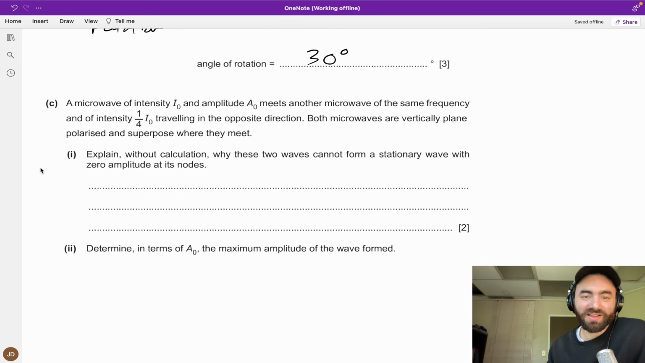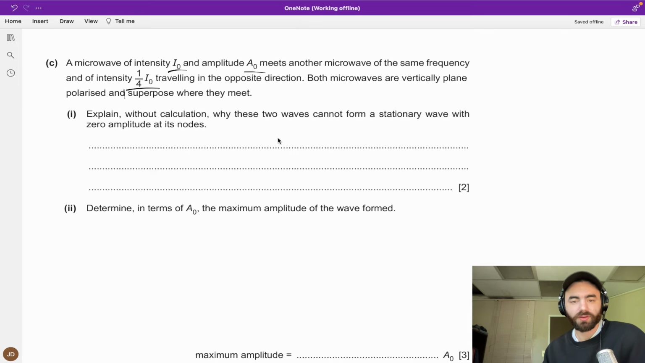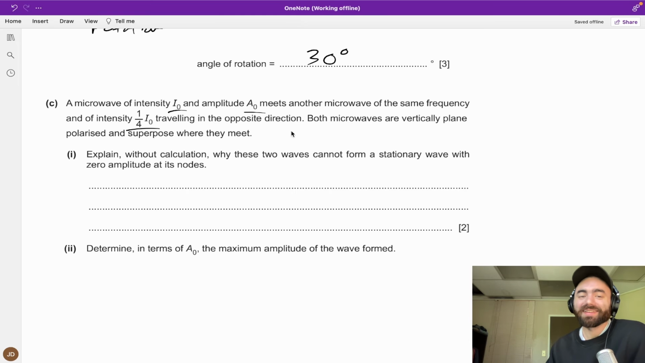A microwave of intensity I0 and amplitude A0 meets another microwave of the same frequency with an intensity of a quarter, traveling in the opposite direction. The microwaves are vertically plane polarized and are superposed. Explain without calculation why the waves cannot form a stationary wave with zero amplitude at its nodes. Oh, because the waves have different amplitudes. They can't form a stationary wave because they have different amplitudes.